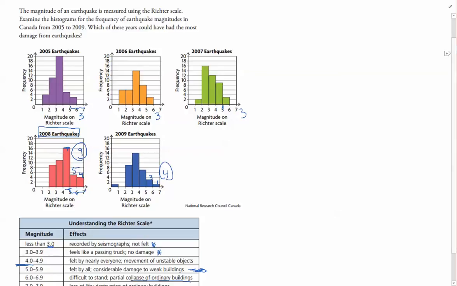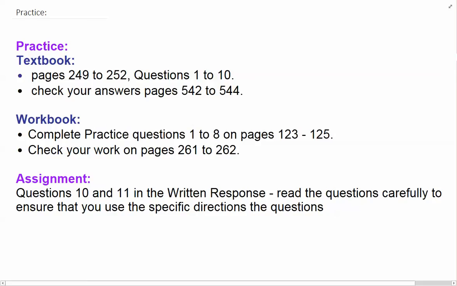I want you to do some practice. Here are your practice pages. Remember that if you have questions, come with them on Monday. We will take time to answer any of your questions, and you can work. And just ignore this. This is from another time when I didn't have them split up.